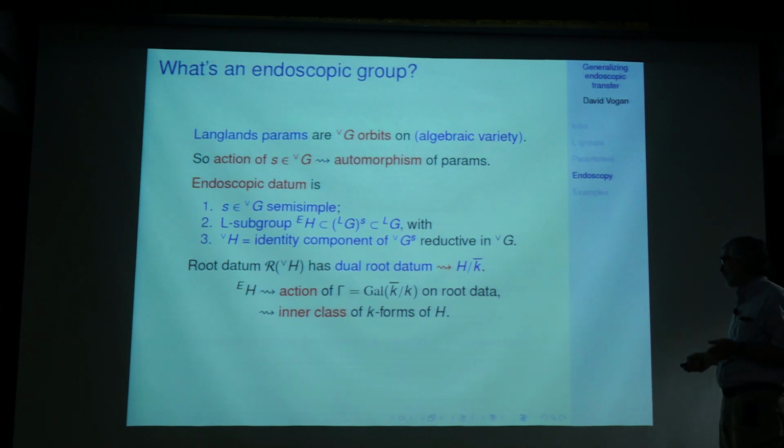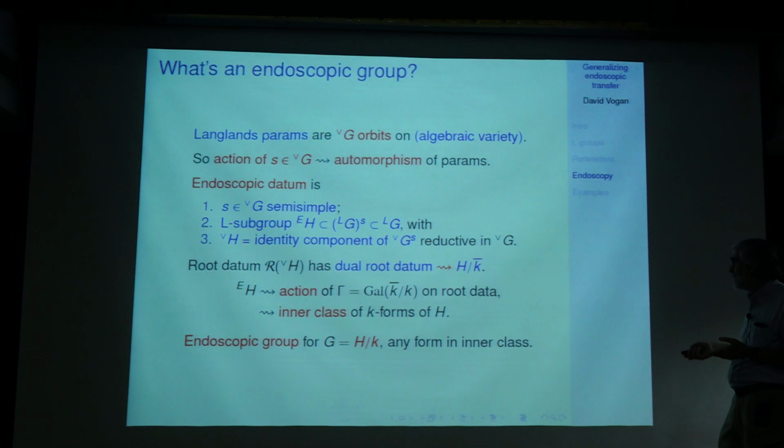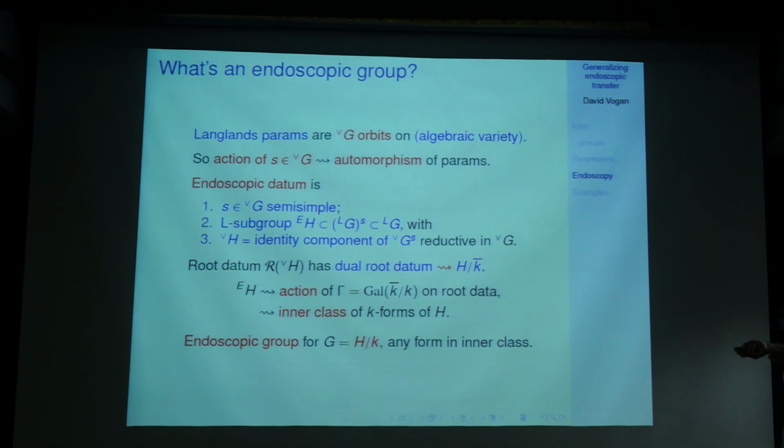Well, yeah, that's what's written here. And so the definition of an endoscopic group for G is that it's any one of these forms in the inner class defined this way. Once you have this stuff on the dual group, that gives you an inner class of forms of H, and any one of those inner forms you call an endoscopic group for G.